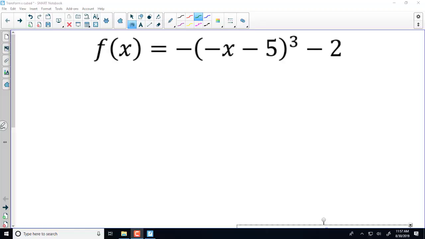This time we're going to transform the function x cubed. The reason I know that we're transforming the function g of x equals x cubed is because I can see this cubed up here, which means the parent function was x cubed.